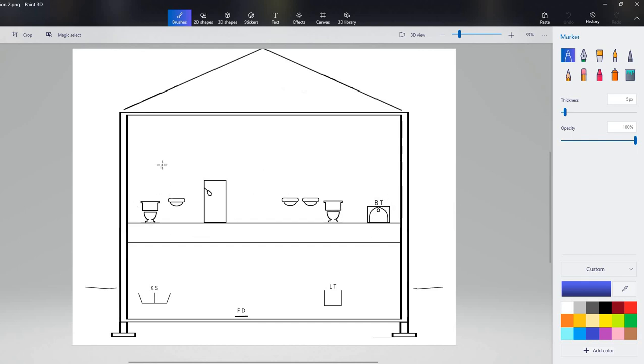This would be on, I guess, the second floor or first floor, depending on if you count grade. Then in the bottom floor, we have a kitchen sink, a floor drain, and a laundry tub. So all in all, not that many fixtures. This quite similarly resembles maybe a bungalow, something that you might see somewhere.